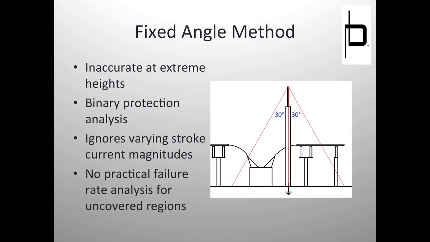Let's talk about some of the cons of it, though. It's found to be inaccurate at extreme heights. What I mean by this is that the simplest way to protect your substation with this method, though it may not be the most economical, would be to erect a very, very tall mast right in the center and make sure everything is inside that 30-degree cone. However, this method fails at very, very tall heights.